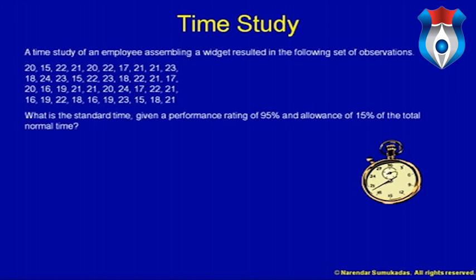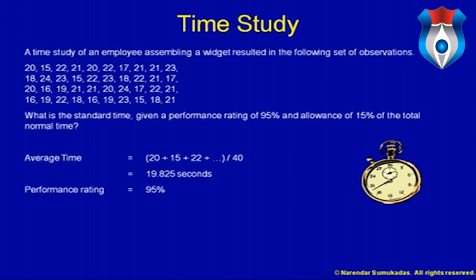Here is an activity that we studied for 40 iterations. To calculate a time standard for this activity, we first average all our observations. We are told that the employee we observed has a 95% performance rating. So, if a 95% employee took this many seconds, an average employee, that is a 100% employee, will take less time than that. We can get an average employee's time by taking 95% of the observed employee's time, which we call the normal time.